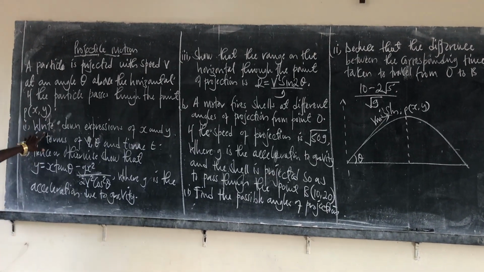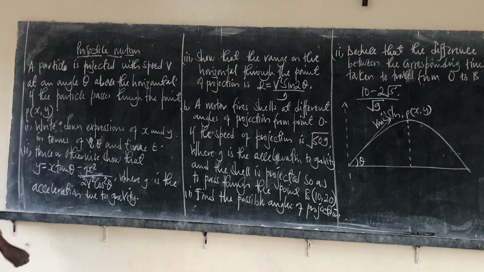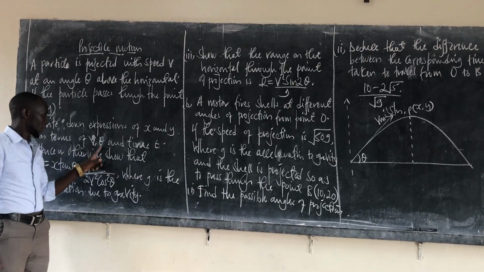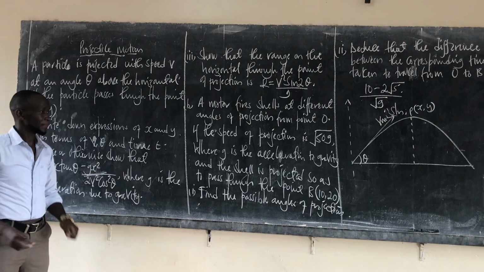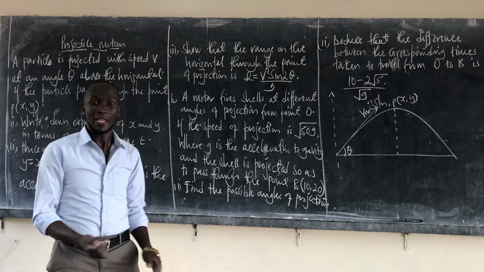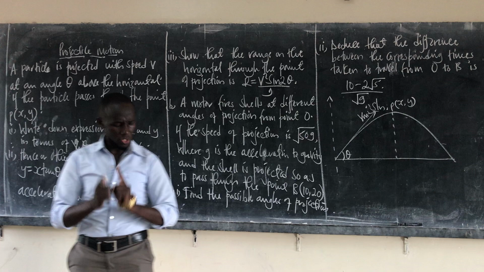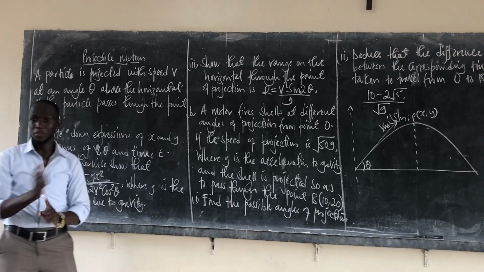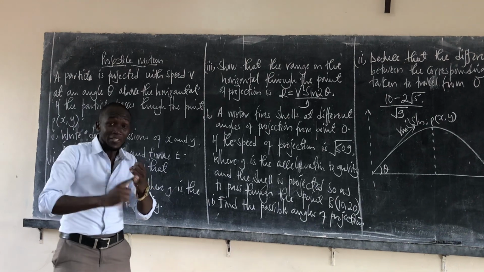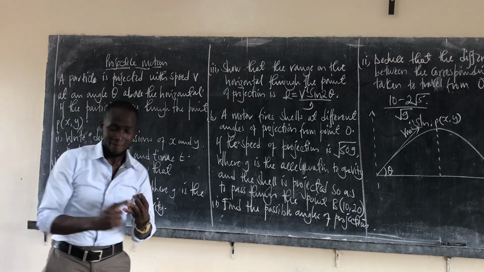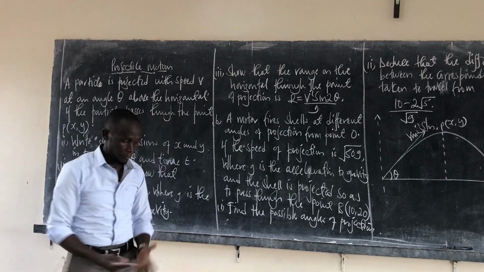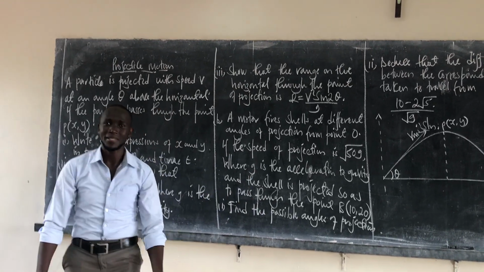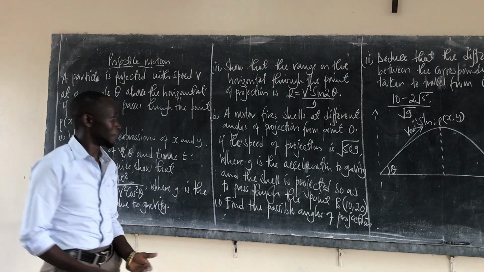Now they are saying, write down expressions of x and y in terms of v, theta, and time t. Now, these people are playing with your minds. When they ask for expressions of x and y in terms of v, theta, and time, do you remember? We had horizontal velocity and vertical velocity. Now we have horizontal and vertical distances, and that's what we want. Express it just in that form.